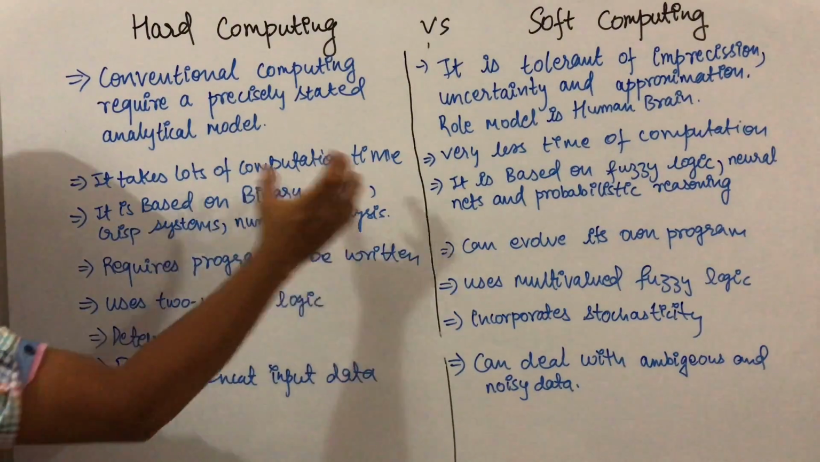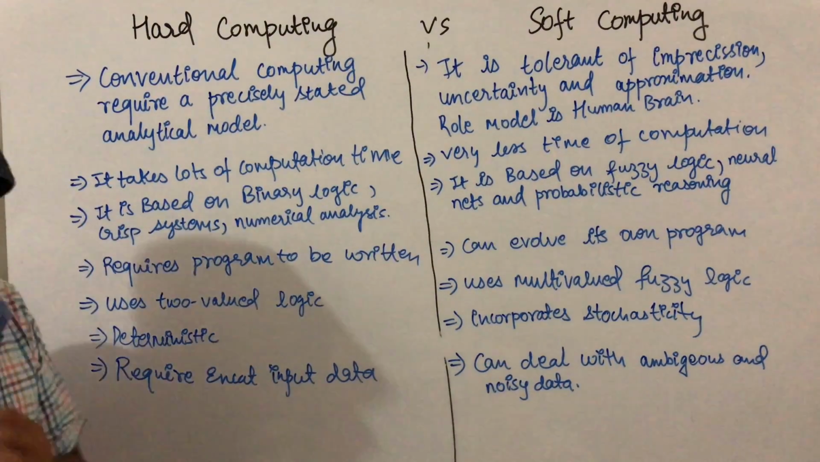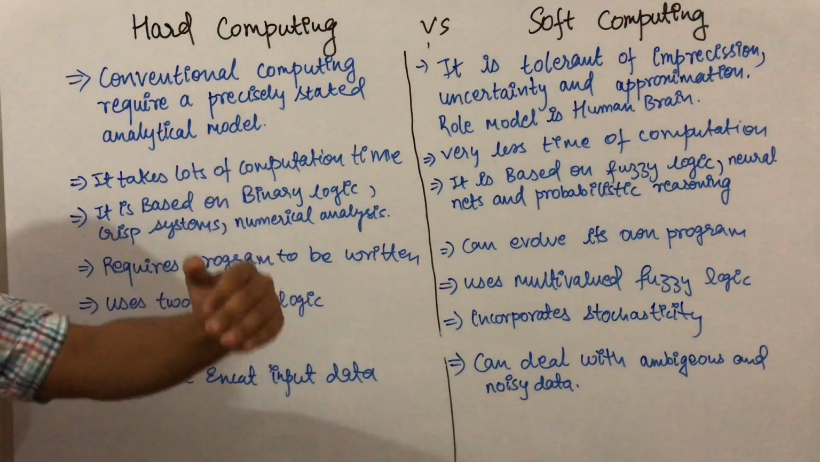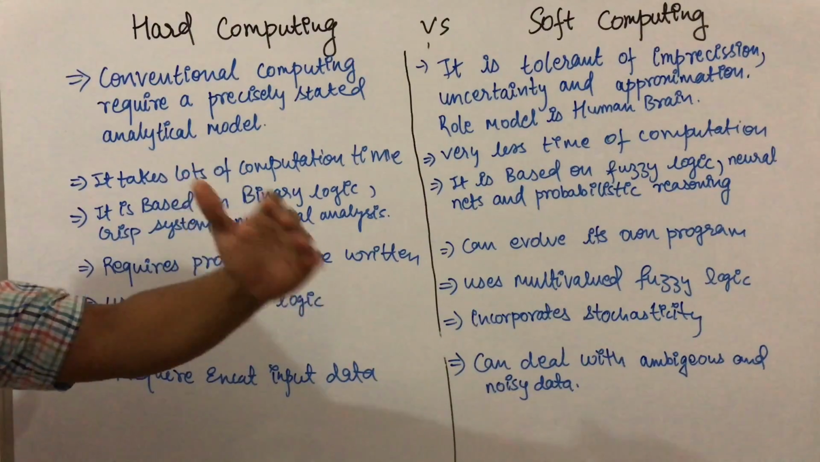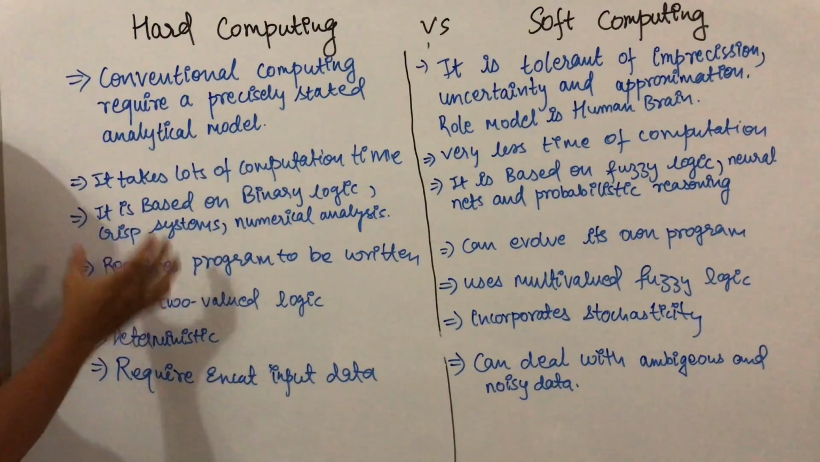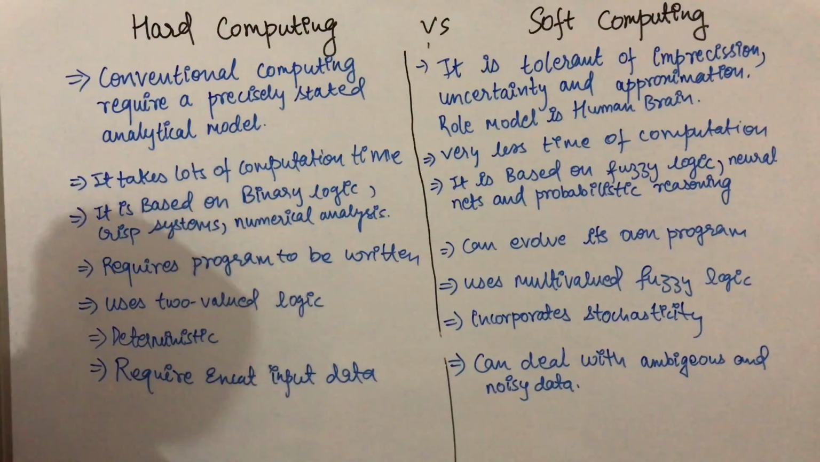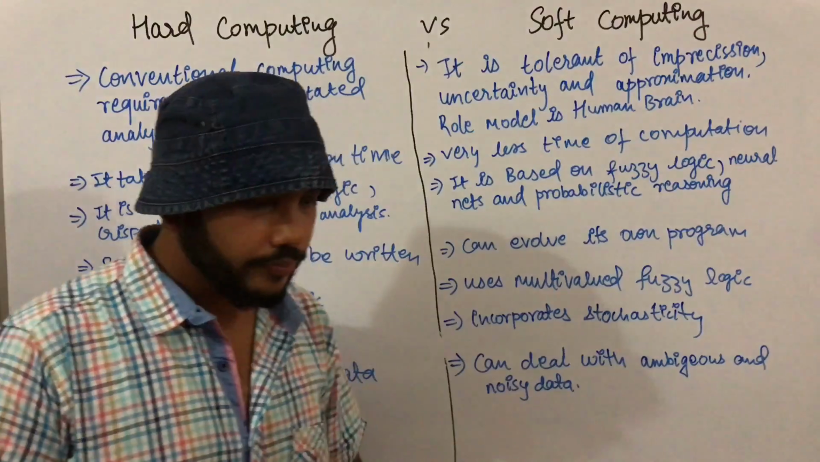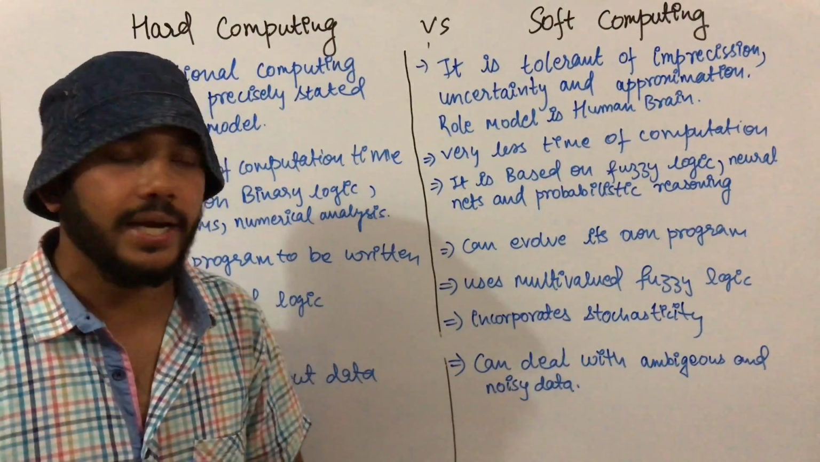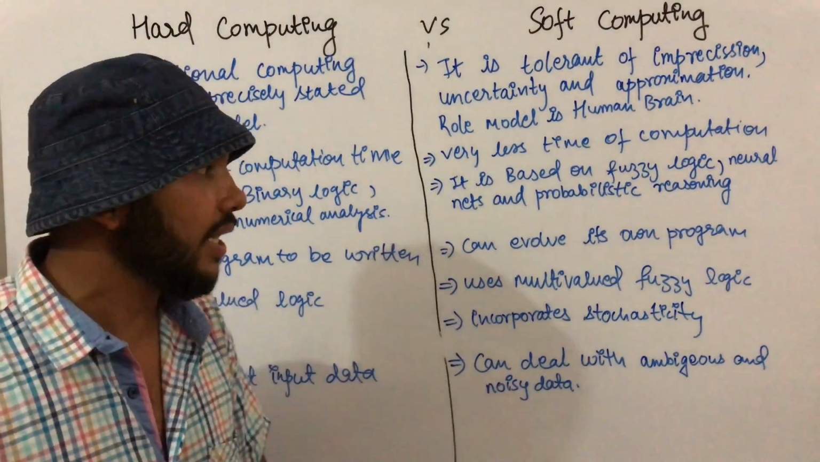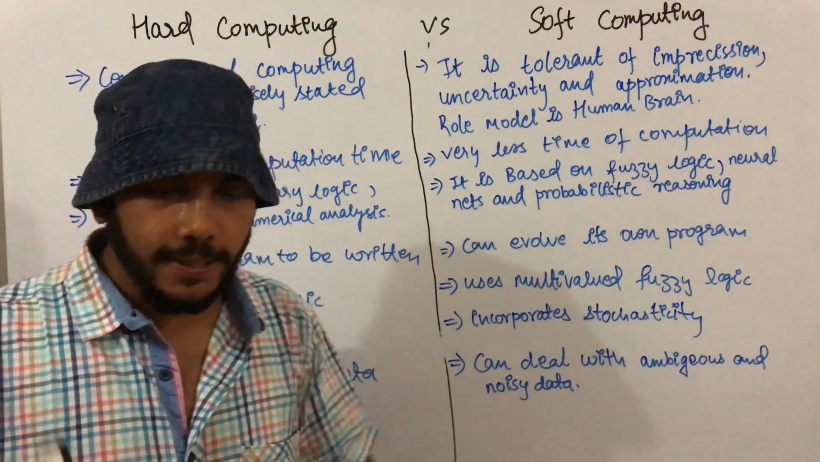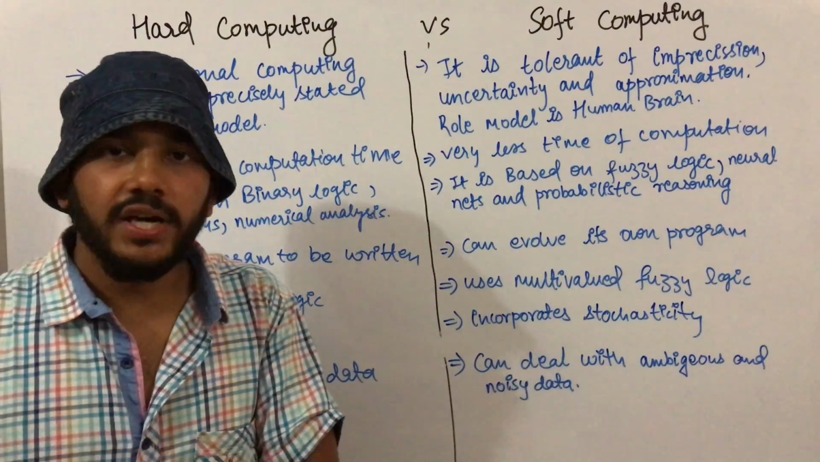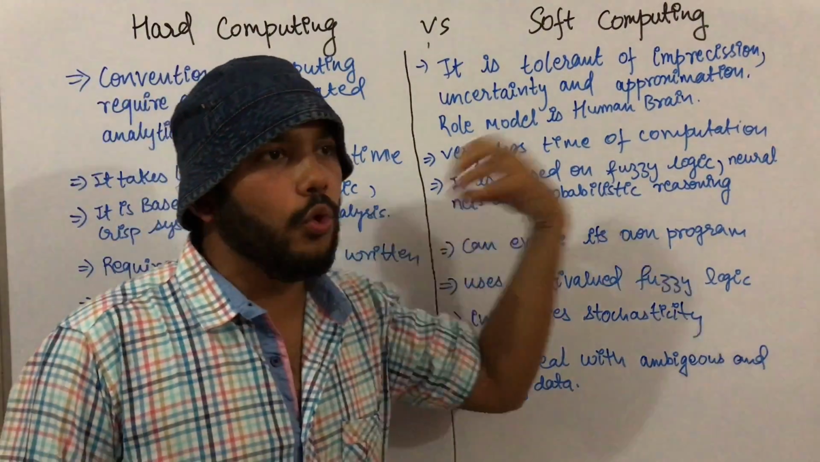Hard computing requires a program to be written. Suppose you are searching a given list for who scored the highest number. So you are writing a particular program. So hard computing requires a program to be written. But unlike that, in soft computing the program can evolve its own program. A software is there that will write its own program, for example for weather forecasting, to predict what is going to happen tomorrow.